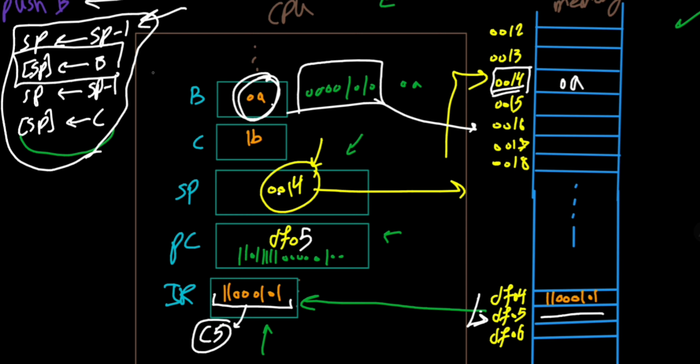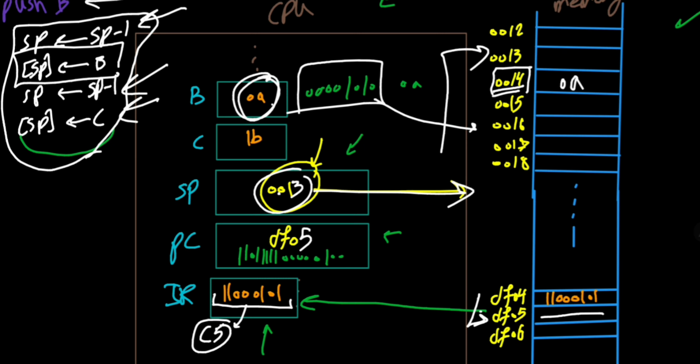The next operation is that SP should be decremented one more time. So 14 would now be 13, the same operation. Now the value 0013 would be put on the address bus, and the memory cell 13 would be chosen.